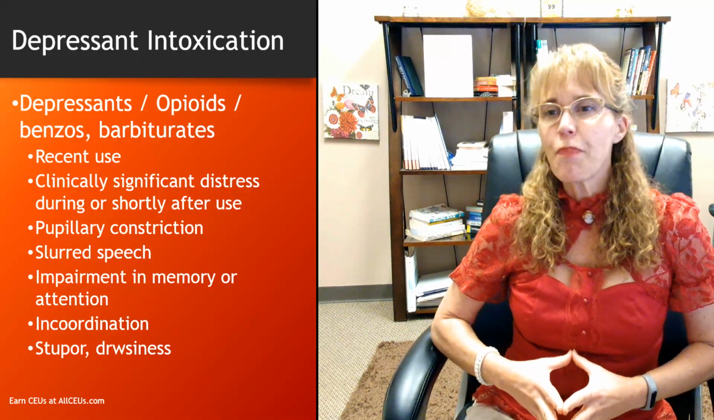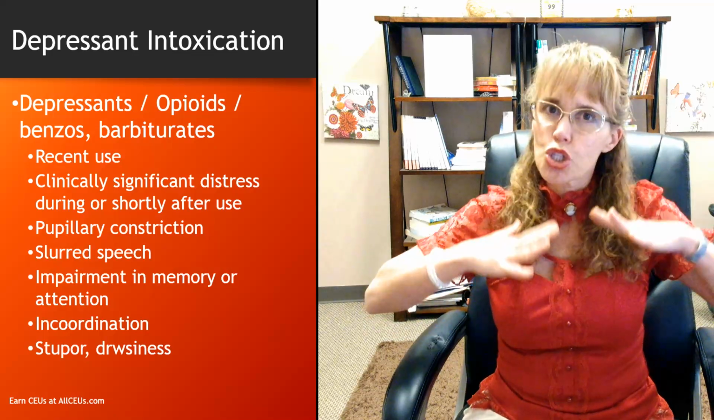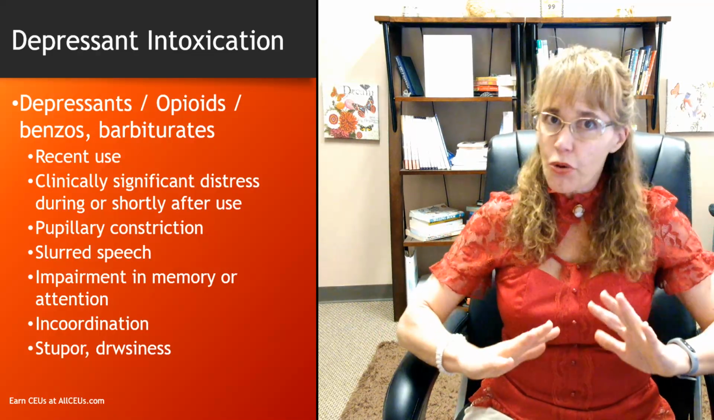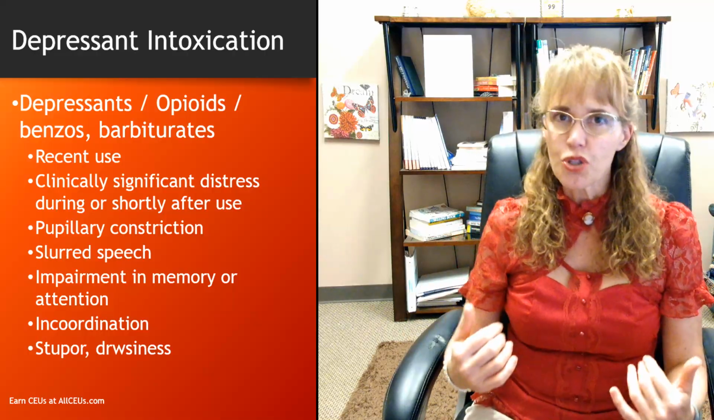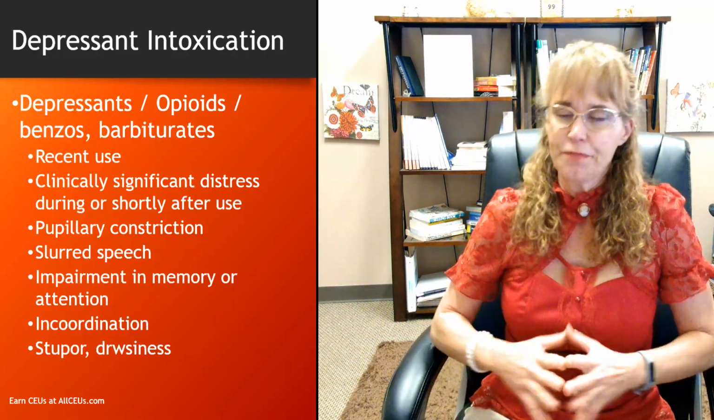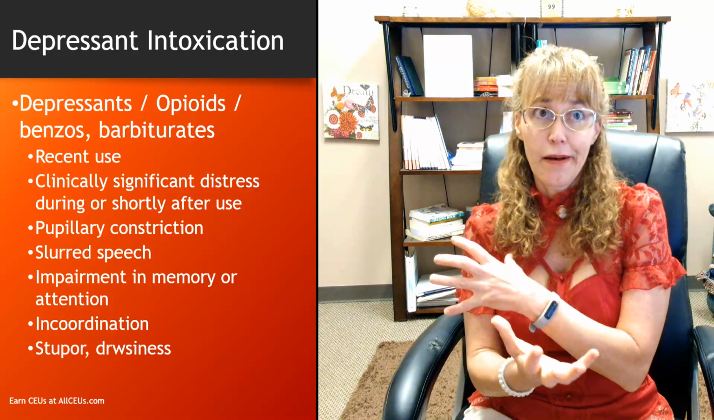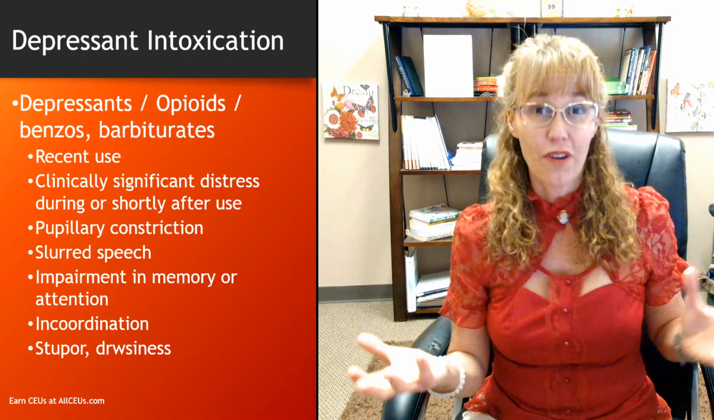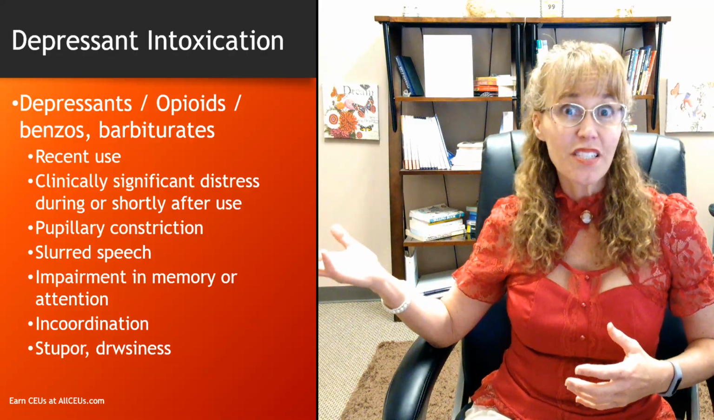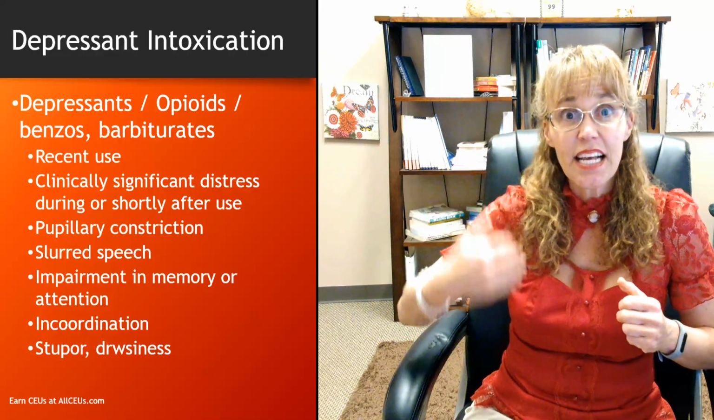Depressant, opioid, benzos, and barbiturates. So depressants, typically just CNS depressants, slow your system down. They slow your respiration, they reduce your blood pressure, they just slow everything down. Opioids are in that category of being a system depressant. They are also analgesic in nature, but what we're really talking about here is some of the CNS symptoms.